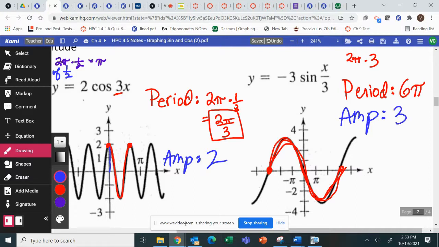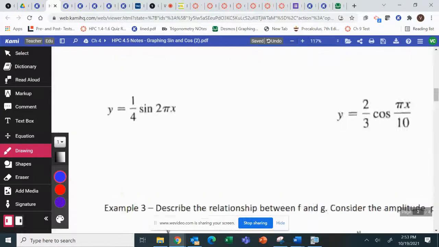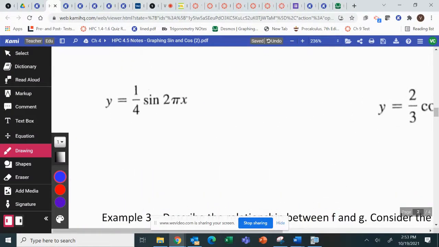3. Did you almost say -3? Yeah, but why did you stop? Well, the negative is a reflection. The 3 is the amplitude, right? Okay, and then the next two, they don't even have pictures. So you literally have to use the equation. I'm going to go ahead and write those down while you guys try them on your own.